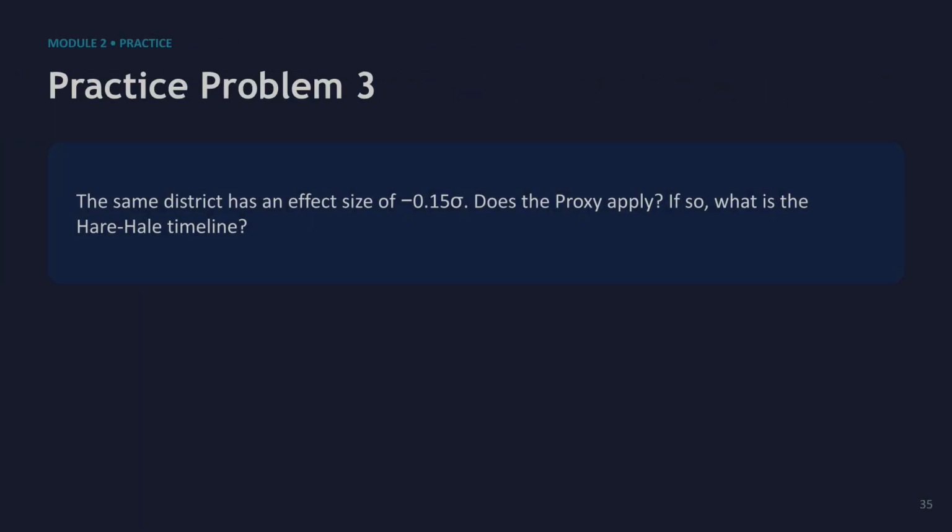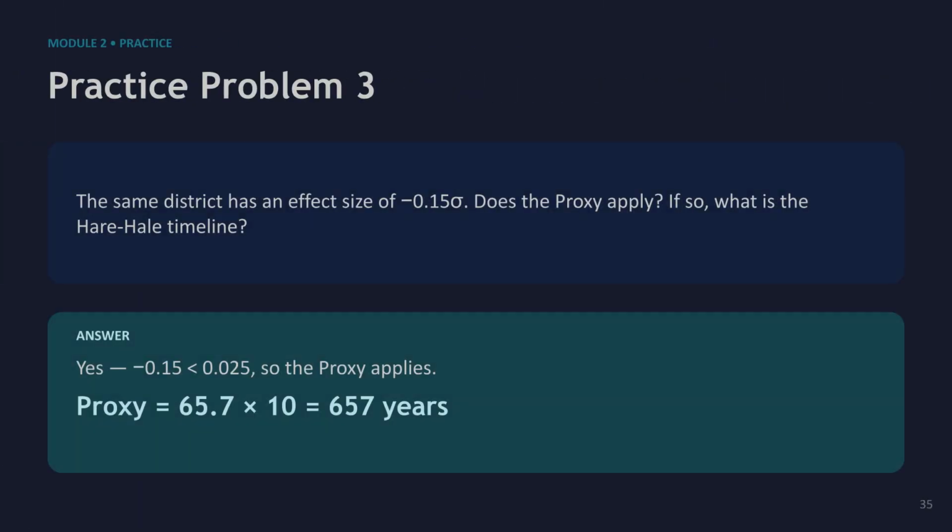In practice problem 3, the same district has an effect size of negative 0.15 sigma. Since this is below the 0.025 sigma threshold, the proxy applies. The Hare-Hale timeline is 65.7 years multiplied by 10, which equals 657 years.